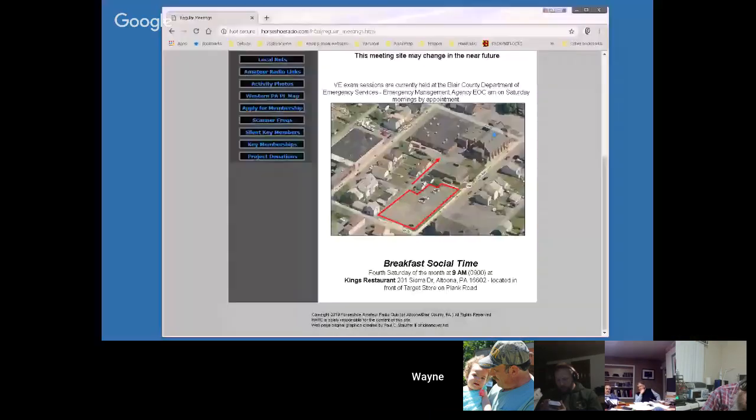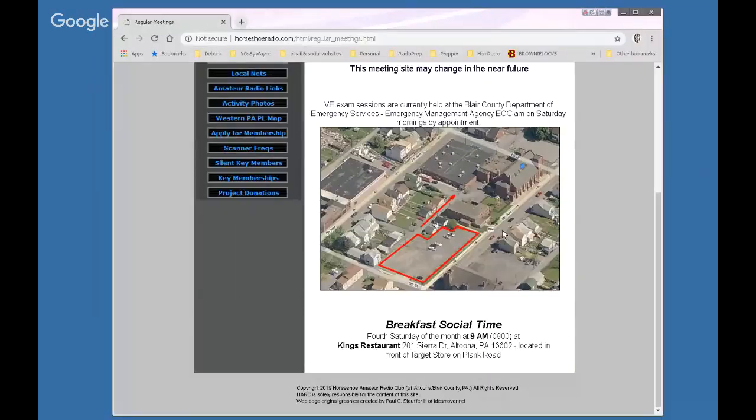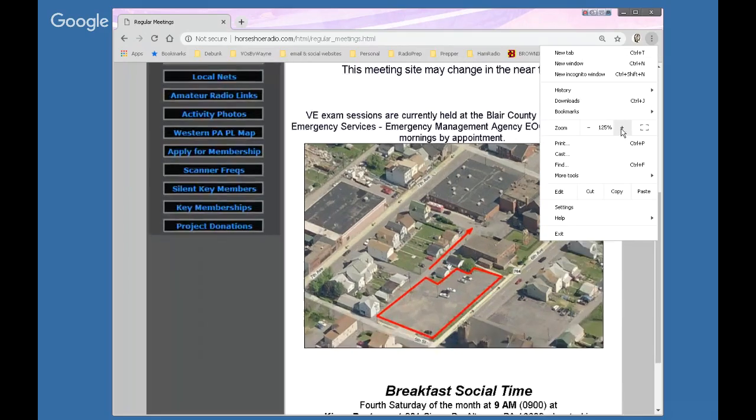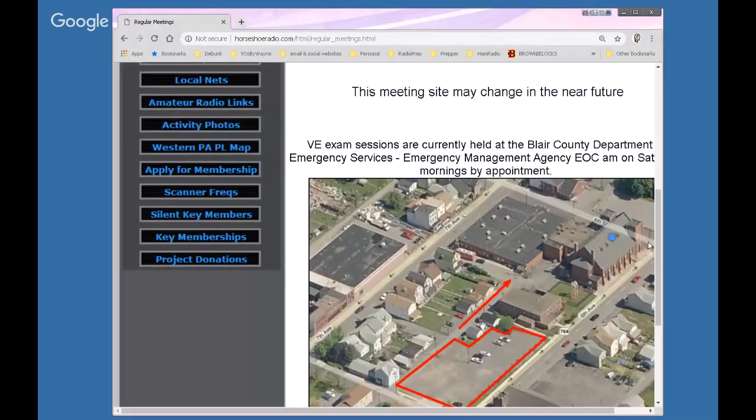Let's see if I can find it. Ah, there it is. Let me bring this over. Okay. And let me share the screen again. All right. Let me see if I can zoom in a little bit. There we go.